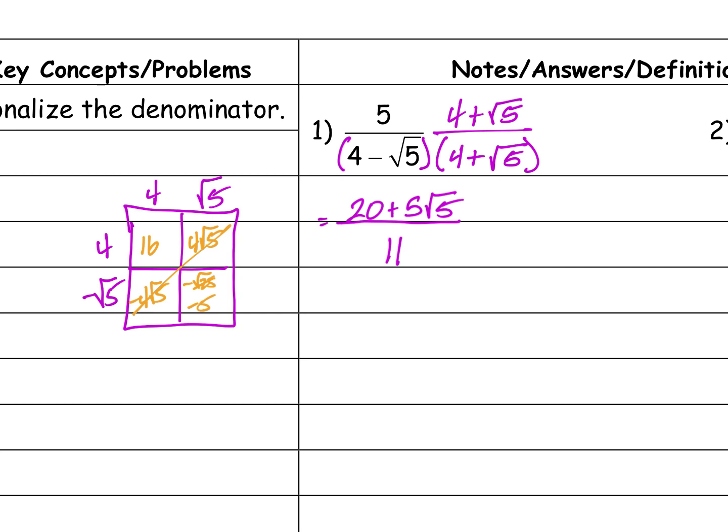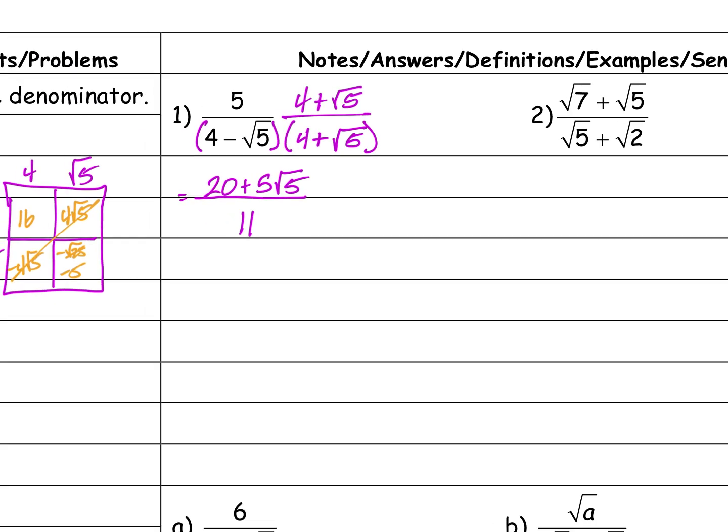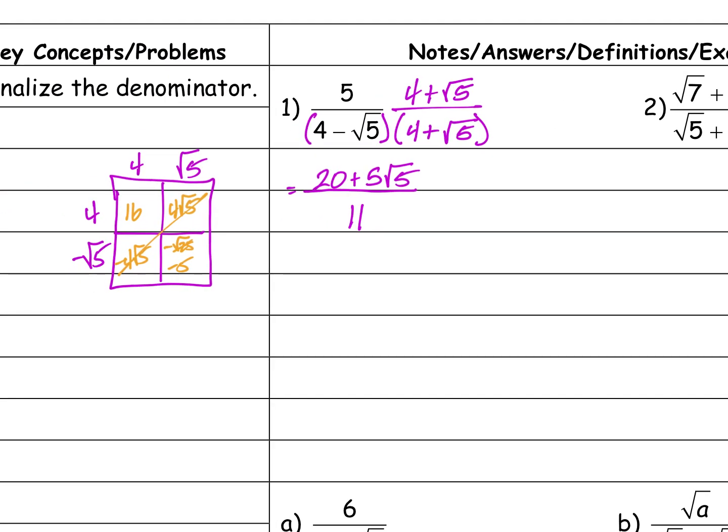That's what happens when I change the sign in the middle. Those square roots go away and they make a 0, so that's why it's called rationalizing the denominator. Okay, so we'll do it one more time here. Do I need to wait a second so you guys can write that down? Or are we good?